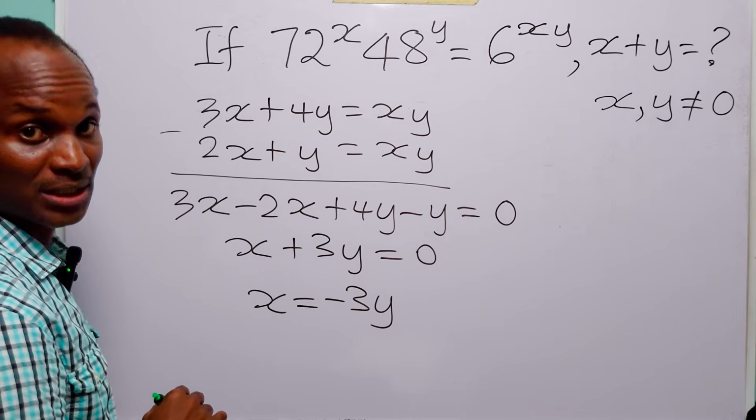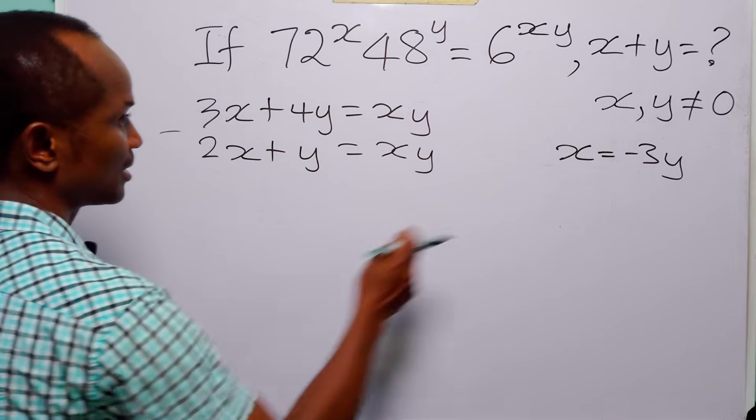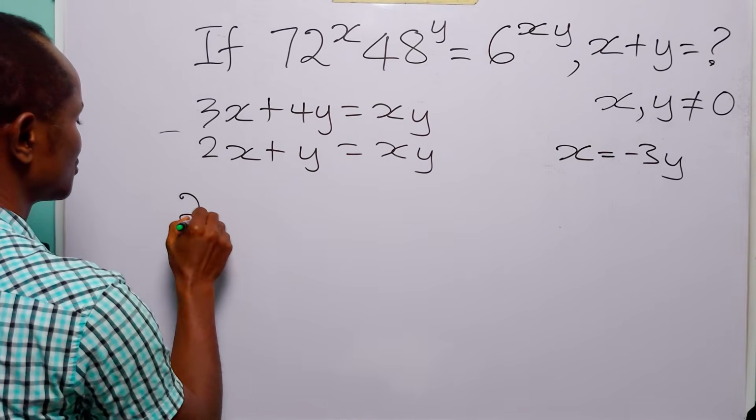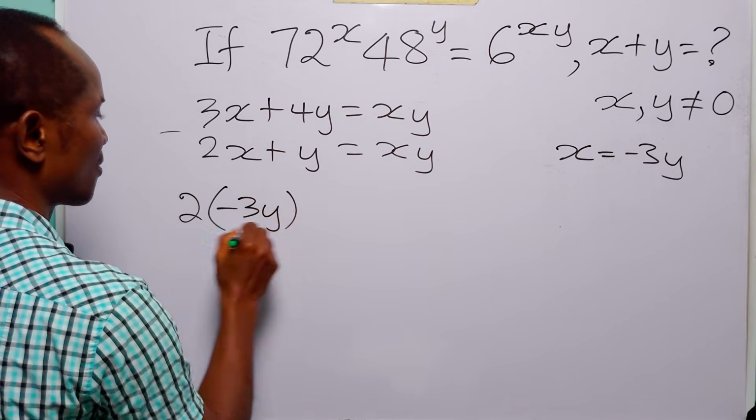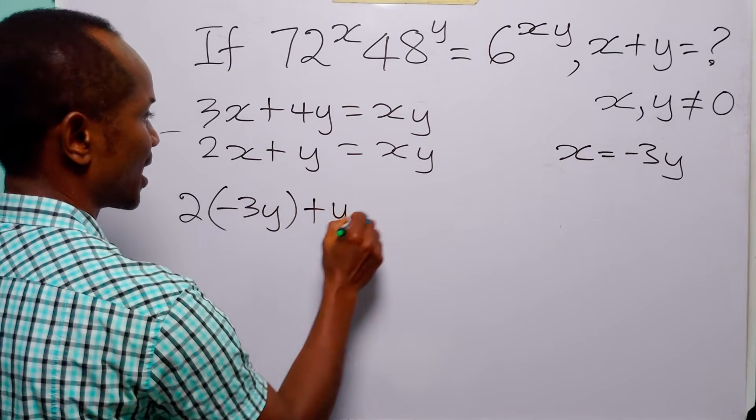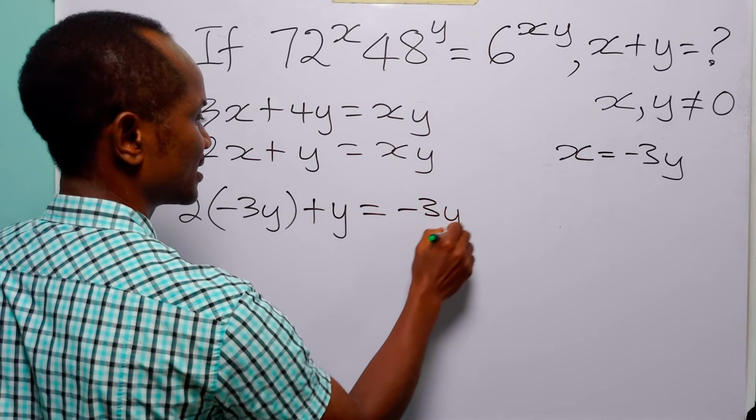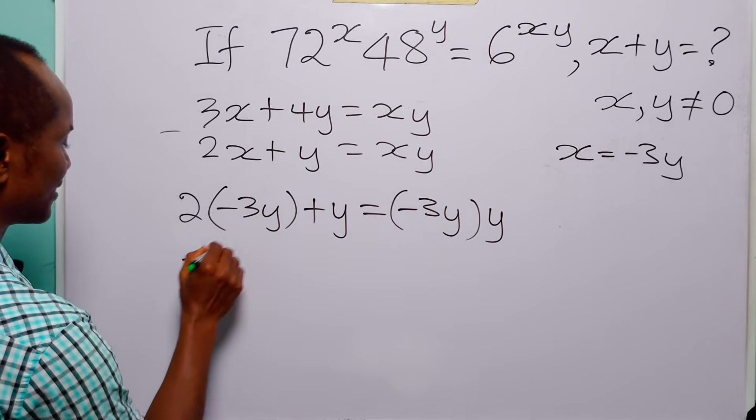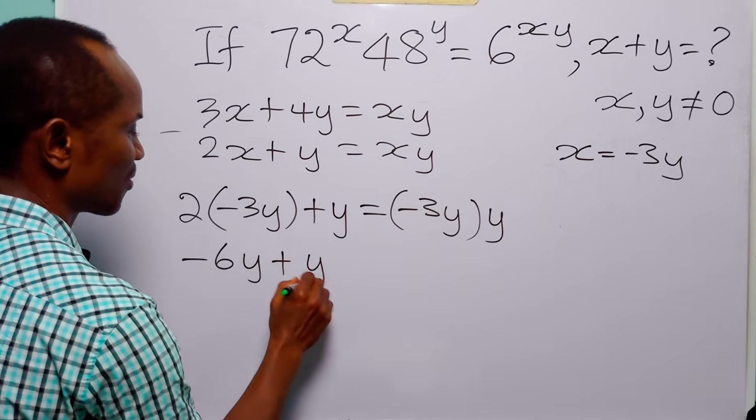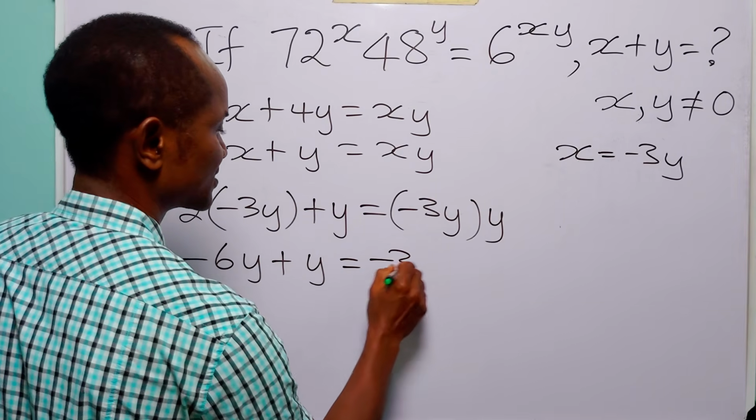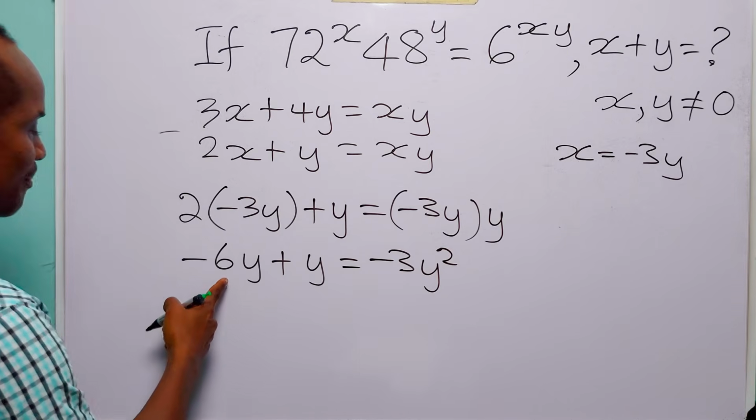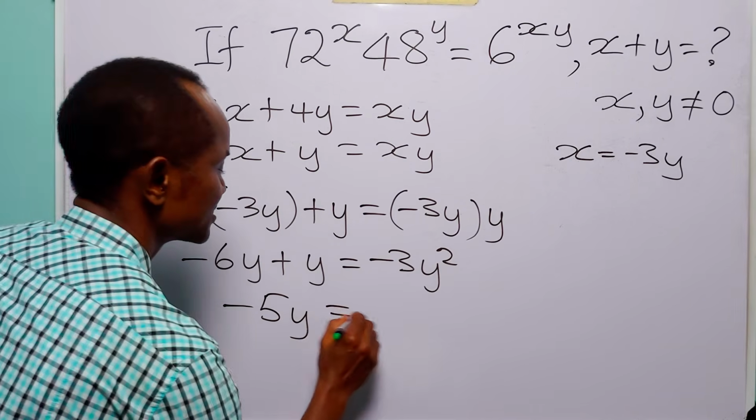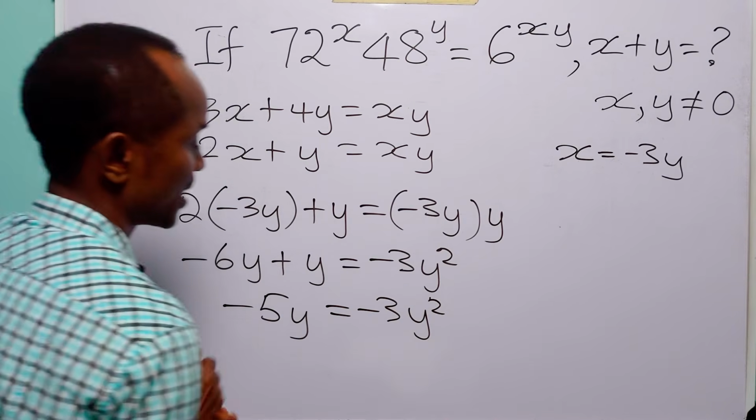Let us go with the second equation. Substituting minus 3y for x in the second equation, we have 2 times minus 3y plus y is equal to minus 3y multiplied by y. Here we have minus 6y plus y is equal to minus 3y squared. Minus 6y plus y is minus 5y, and this is equal to minus 3y squared.